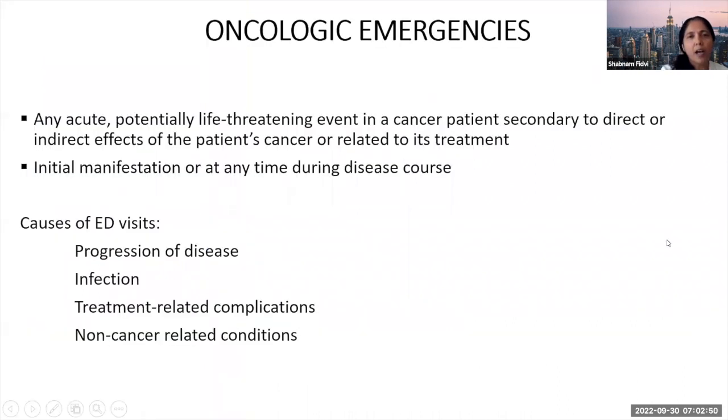What constitutes an oncologic emergency in a patient? Any acute, potentially life-threatening event in a cancer patient, either secondary to the direct or indirect effects of their cancer or related to its treatment. This can present at any time during the patient's disease course, or it can actually be the first presentation of the disease. Oncology patients may present to the emergency room due to a variety of causes. These include progression of disease, incidental infection, treatment-related complications, and then non-cancer related conditions.